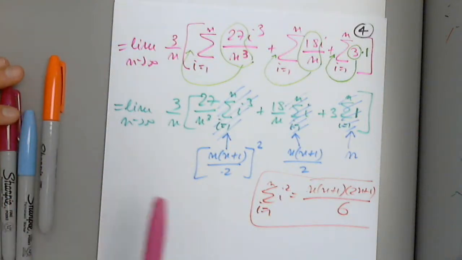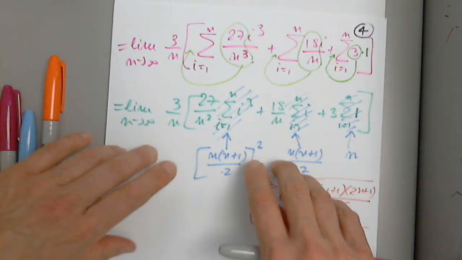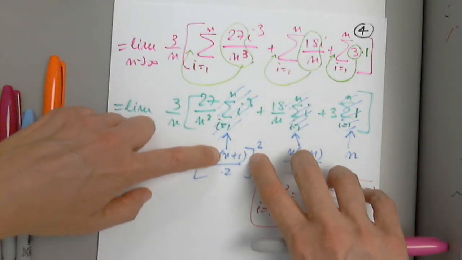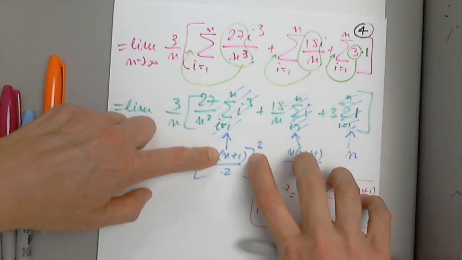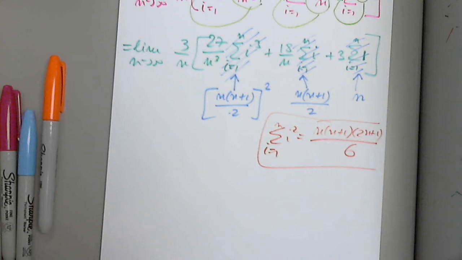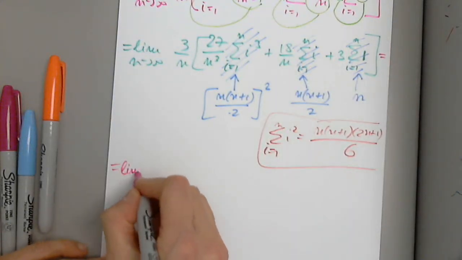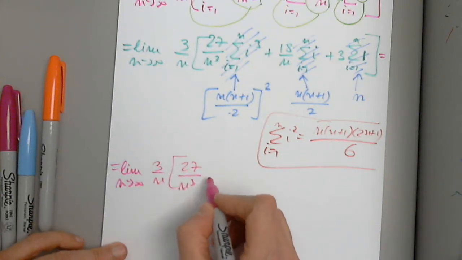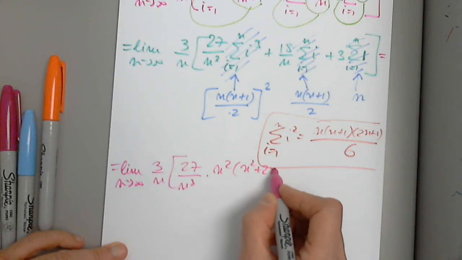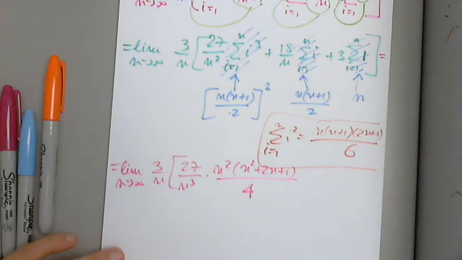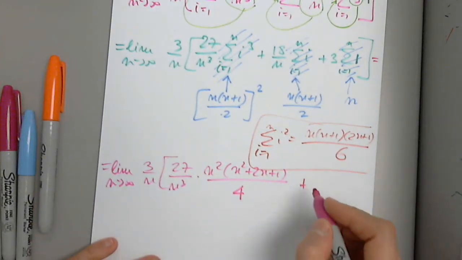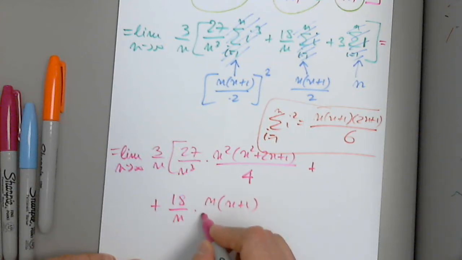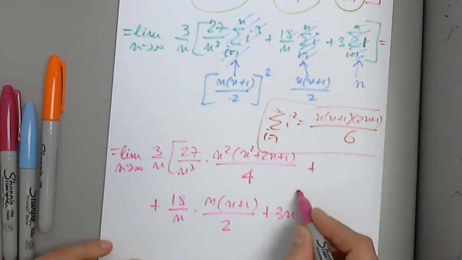So in the next step, please continue by replacing these. But when you write n plus 1 squared instead of the sum of i cubed, please write it as n squared and expand this as n squared plus 2n plus 1. That makes it a little bit easier. So the limit as n approaches infinity of 3 over n, 27 over n cubed times n squared plus 2n plus 1 over 4, plus 18 over n times n plus 1 over 2, and plus 3n.